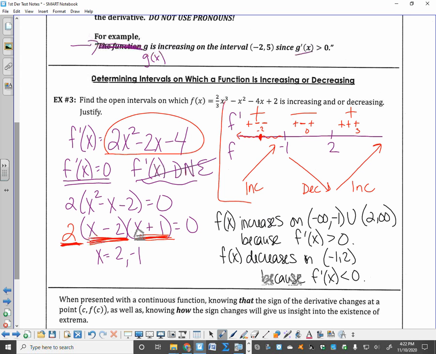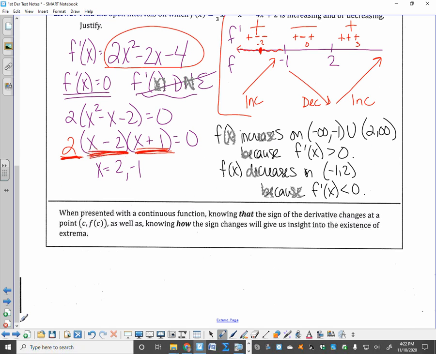That is a beautiful problem. I've got my work, I've got my thinking, and then I've got my conclusion. Gorgeous, gorgeous, gorgeous. When presented with a continuous function, knowing that the sign of the derivative changes at a point, as well as knowing how the sign changes, gives us insight into the extrema.